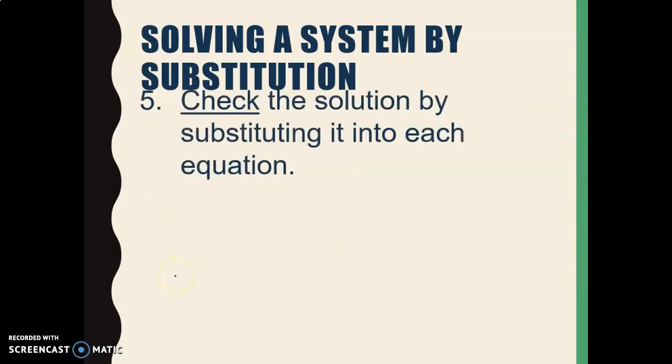And last but not least, check your solution by substituting it into each equation. Plug in your x and your y into both equations to make sure it really does work and you did not make a computational error. We'll do a lot of practice of these in class, and make sure you have those 5 steps written down, as well as your examples and any vocabulary that you heard.